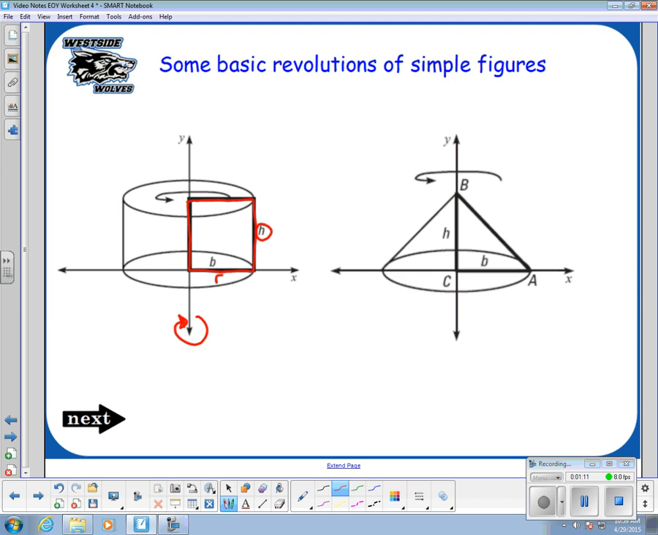If we were to graph a triangle on a coordinate plane, and we were to revolve it about this axis, then we would get a three-dimensional solid, a cone, and we have a radius and the height for that cone, and so we can find the surface area and volume of these figures.